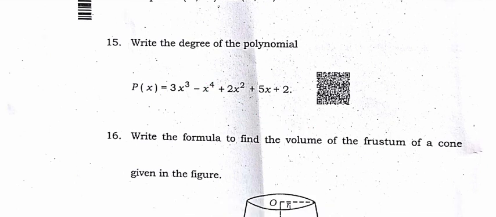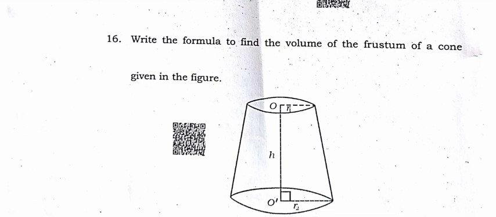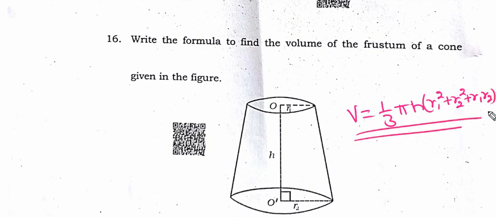Then write the formula to find the volume of the frustum. Volume is equal to 1 by 3 pi h into r1 square plus r2 square plus r1 into r2. This is the formula for finding the volume of the frustum.